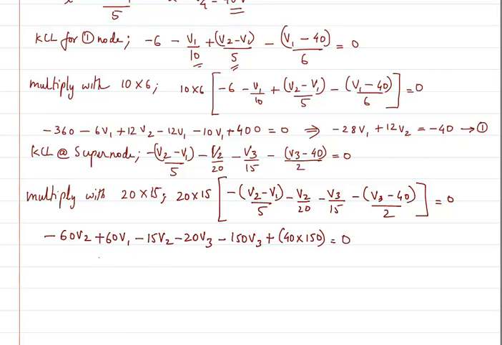Now for writing V1, V2, V3 separately, V1 there is only one component, so 60 V1. V2 there are minus 60 minus 15, so that will come out to be minus 75 V2, and then we are having V3, minus 20 is there and minus 150 is there, so minus 170 V3 is equal to minus 6,000. This is the second equation. So it does not matter, some of them may get a totally different equation.